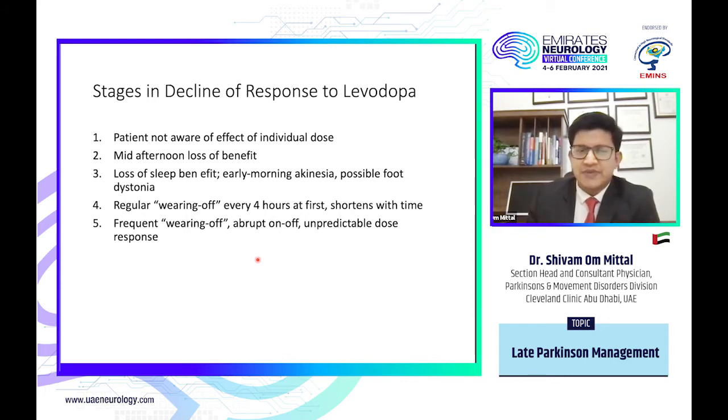And loss of sleep benefit, early morning akinesia, foot dystonia, these are other off state symptoms. And then the patients develop the classical wearing off motor fluctuations and abrupt on and off unpredictable dose response. And these are the different stages.